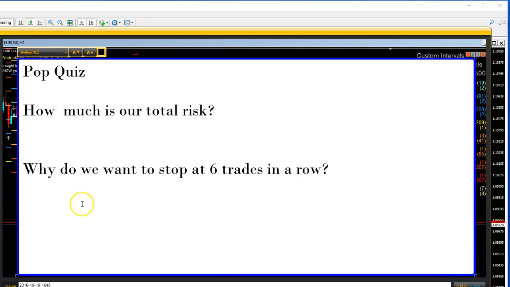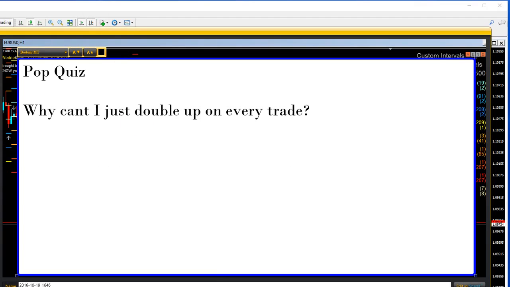Why do we want to stop at 6 trades in a row? Why not just go on forever? You see right here where it says 41 losses in a row? That's why. You don't want to run yourself into the ground. So, if it loses 6 times and doesn't make a profit, something has changed in the market, and you don't want that. You want to protect that capital.